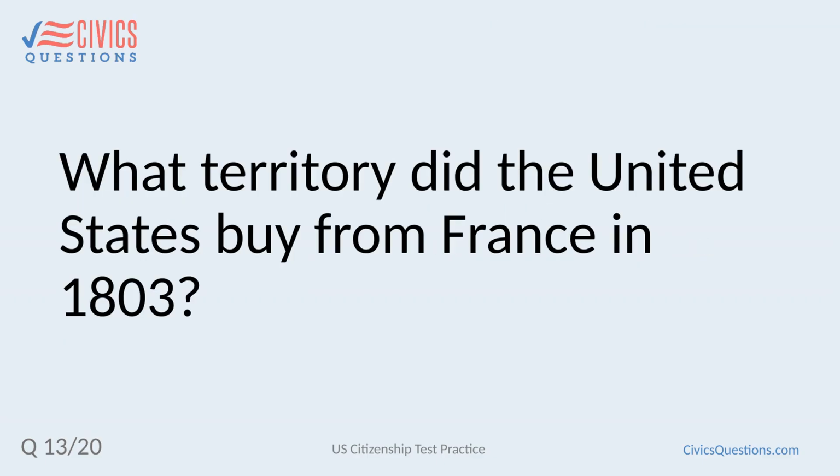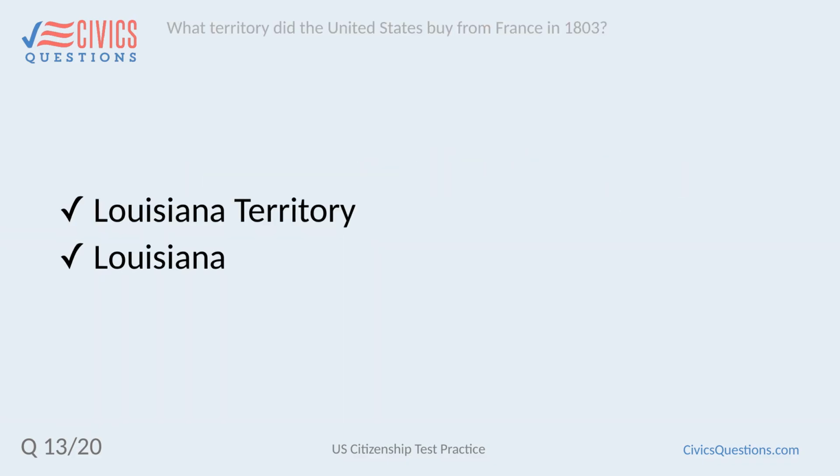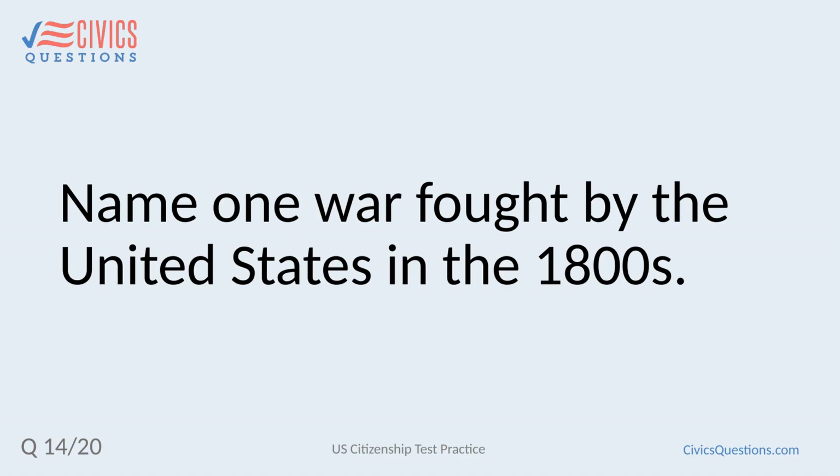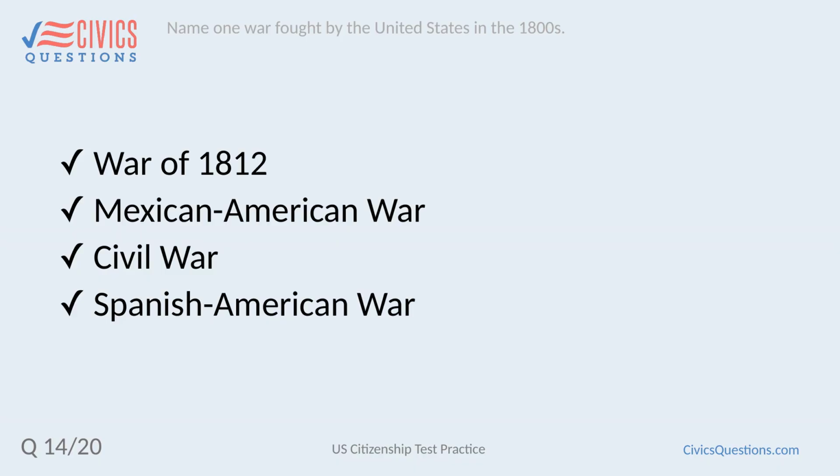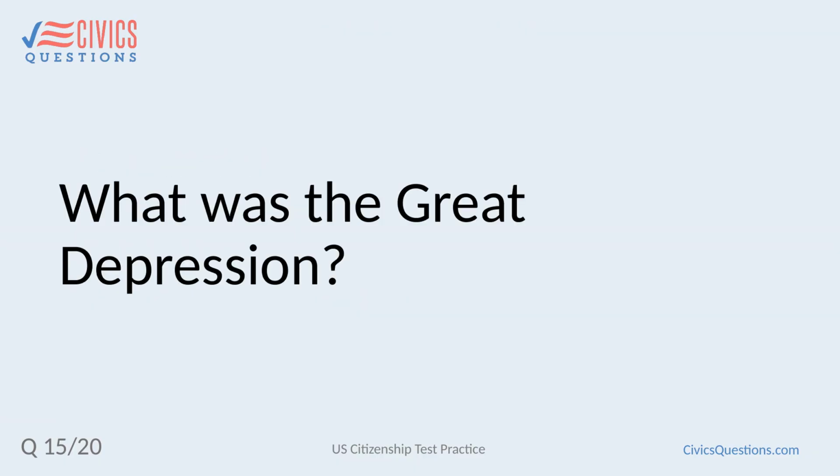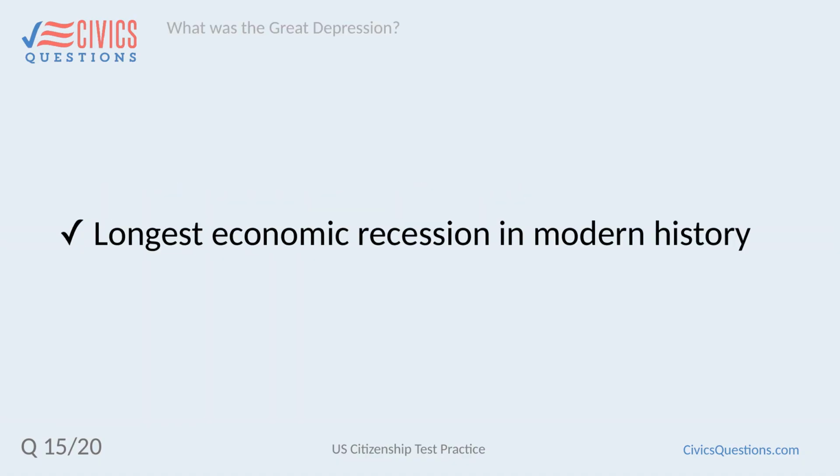What territory did the United States buy from France in 1803? Louisiana Territory, Louisiana. Name one war fought by the United States in the 1800s. War of 1812, Mexican-American War, Civil War, Spanish-American War. What was the Great Depression? Longest economic recession in modern history.